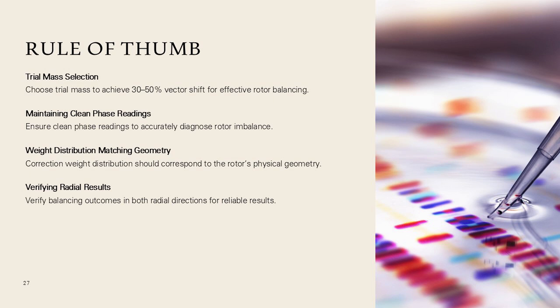This slide presents general balancing rules of thumb. These include selecting trial mass to achieve a 30 to 50% vector shift, maintaining clean phase readings, ensuring correction weight distribution matches rotor geometry, and verifying results in both radial directions. Rules of thumb provide practical field guidance that enhances balancing efficiency, reduces trial iterations, and improves outcome reliability.